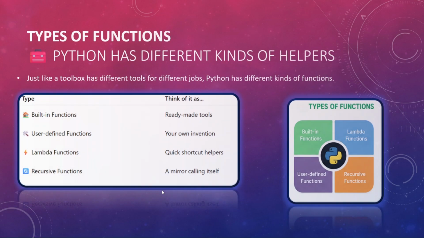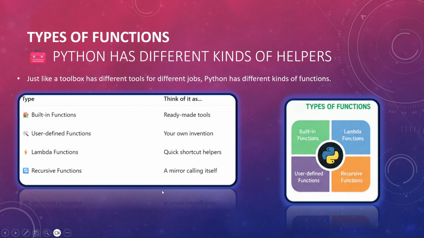Types of functions. There are multiple types of functions that we can say in Python. There are built-in functions. That means they are already within Python, ready-made and available. We just need to make a call. Next are user-defined functions. These are what we define. All the functions that I showed you so far are user-defined functions because we defined them, right? There are also Lambda functions. These are quick shortcut helpers in Python. Recursive functions, like a mirror calling itself. That means a function calling itself.